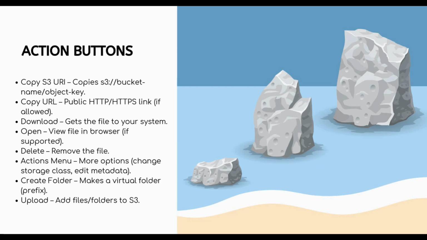Next one is the action buttons. You can see in the AWS console, on that screen, AWS gives us a set of action buttons. We can copy the object's S3 URI or URL. You can download, open, edit your data, or use the Actions menu for more changes like storage class updates. We can also create virtual folders and upload new files directly there.